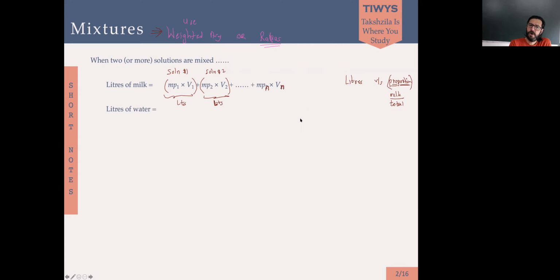In the same way, liters of water: you would only change the milk proportion to the water proportion. So you can find milk, you can find water. Mostly the question is going to ask you about milk to water, or the total solution also, so you should be able to match that up. Volume 1, volume 2, volume 3, just add all the volumes. So this capital V will refer to the total volume. Get used to these notations.